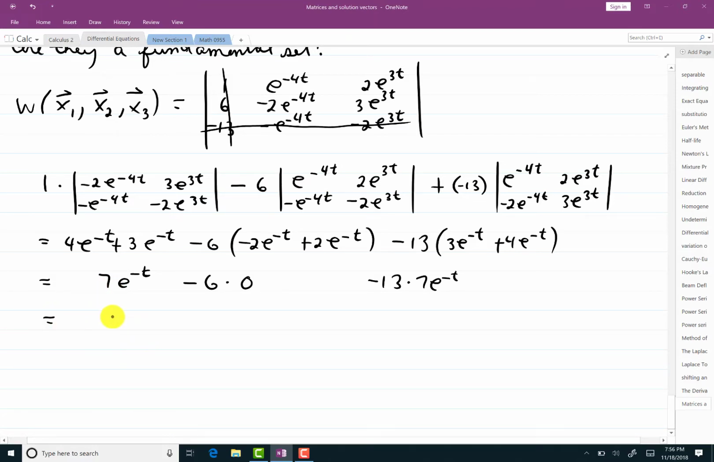And then I'll have 7e to the negative t plus minus 91e to the negative t. I have negative 84e to the negative t. And that, of course, does not equal 0. So this is also good on negative infinity to infinity.